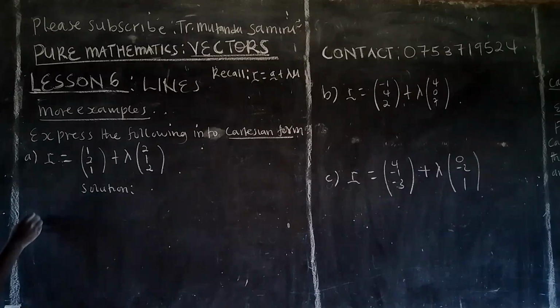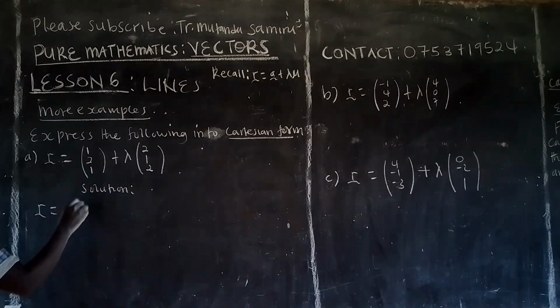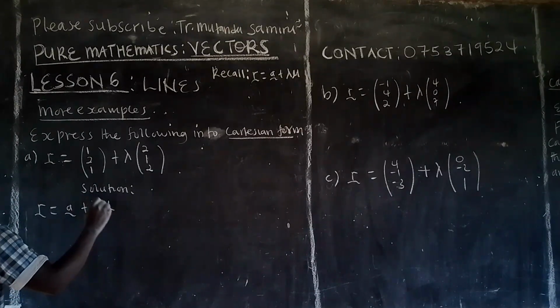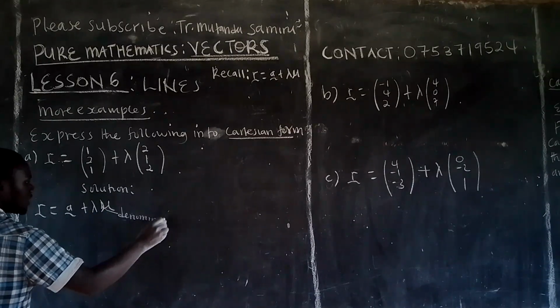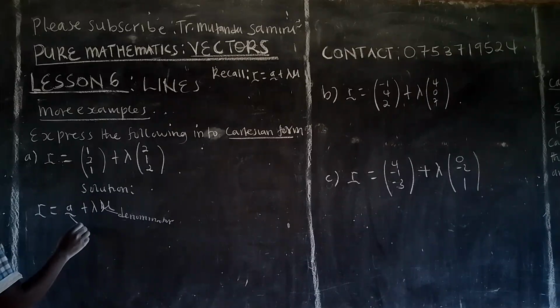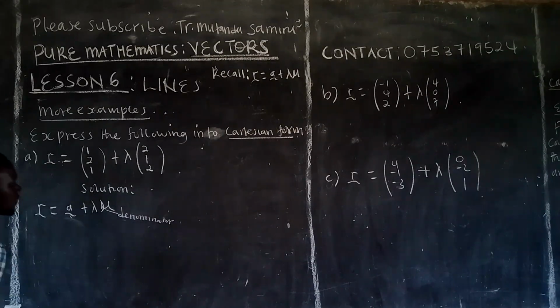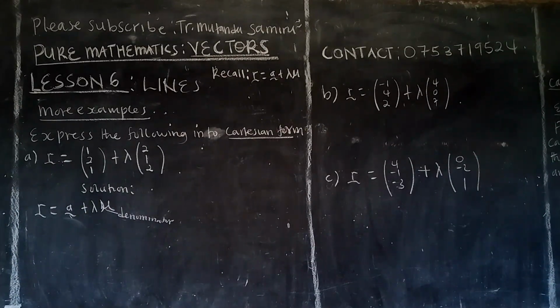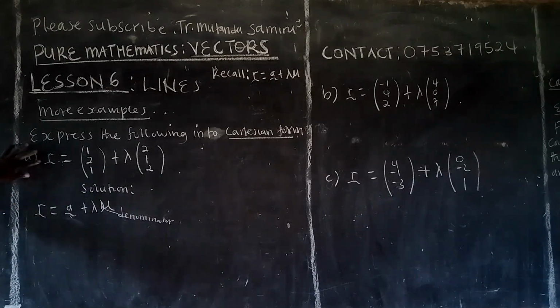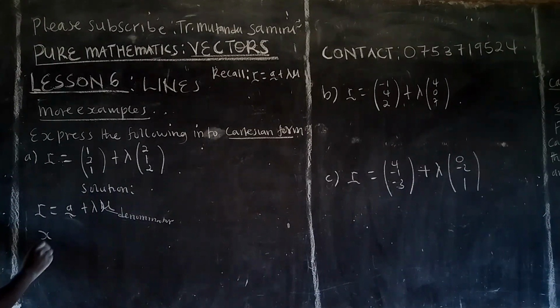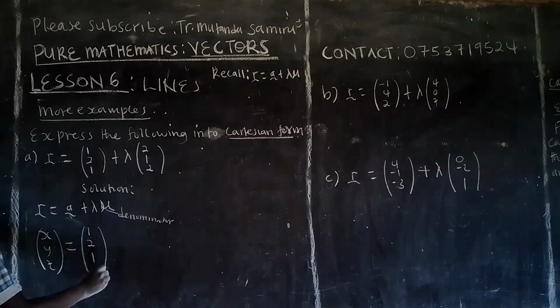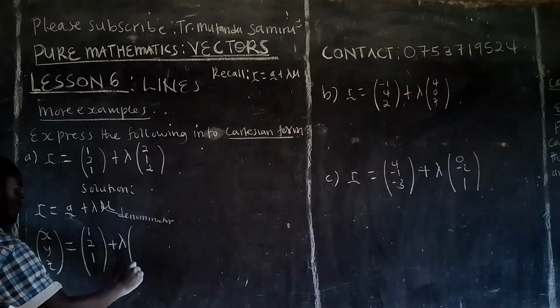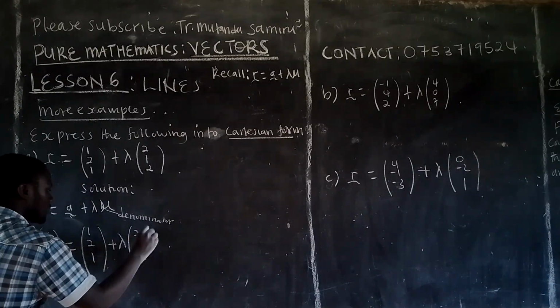Don't forget that r is equal to a plus lambda mu. This one was our denominator, from the other work, and this one is a bit simple. Now what we're going to do, in the vector form, this will be the solution. So you start with (x, y, z) is equal to (1, 2, 1) plus lambda (2, 1, 2), like that.